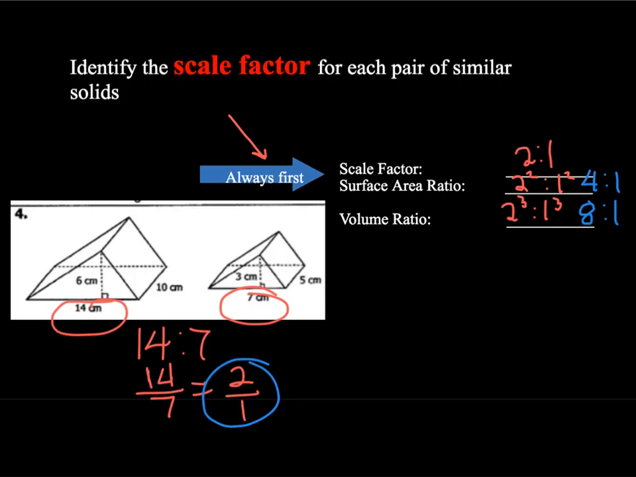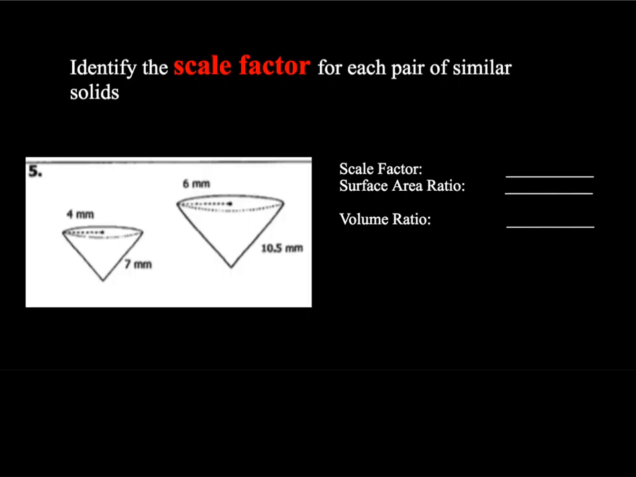So here are the ratios. 2 to 1 for scale factor. When we're looking for area, and area is always in square units, we have 4 to 1. Volume is always in cubic units, and so we have 8 to 1. Here again, we're going to identify the scale factor, and then we're going to be able to find the ratio for the surface area and the volume.